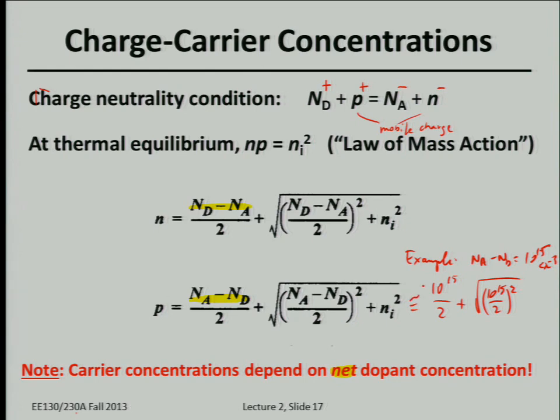In engineering classes, we don't keep track of too many decimal points. So this is very accurate already, right? Basically what this means is that essentially the concentration of holes is going to be just dictated by the net dopant concentration when the net dopant concentration is in favor of acceptors. So that's P. What about N?